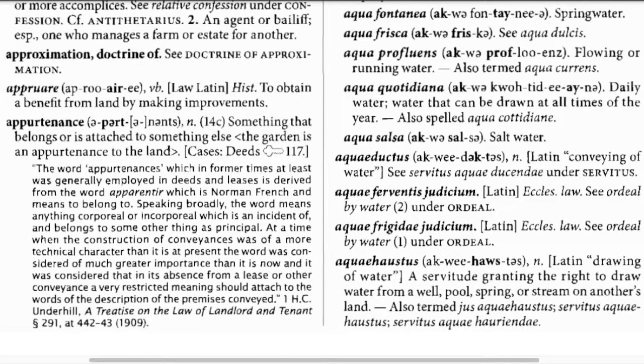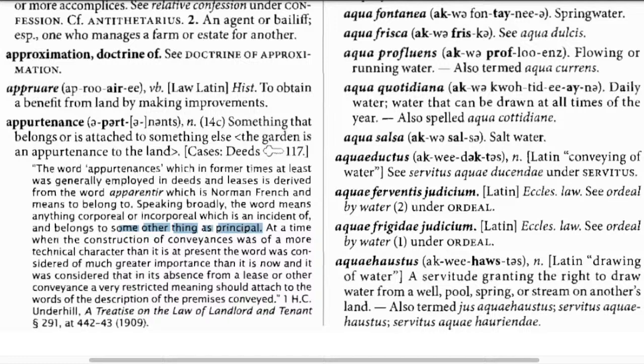Appurtenance. Something that belongs or is attached to something else. Yeah, that's what I thought it meant. And that's from the 14th century. The word appurtenances, which in former times at least was generally employed in deeds and leases, derived from the word apparentier, which is Norman French and means to belong to. Speaking broadly, the word means anything corporeal or incorporeal, which is an incident of and belongs to some other thing as a principal.